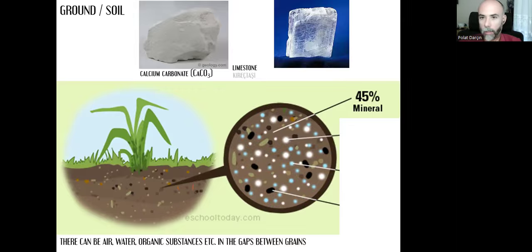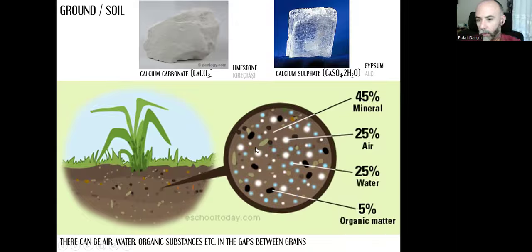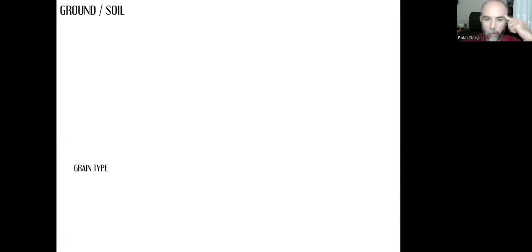Or another example can be this. It's calcium sulfate, and it's the stone that we know very well, gypsum, alçı. There can be air, water, or organic material like dead leaves, or parts of these once living substances. When we take a look at the grain type, we see four different categories.